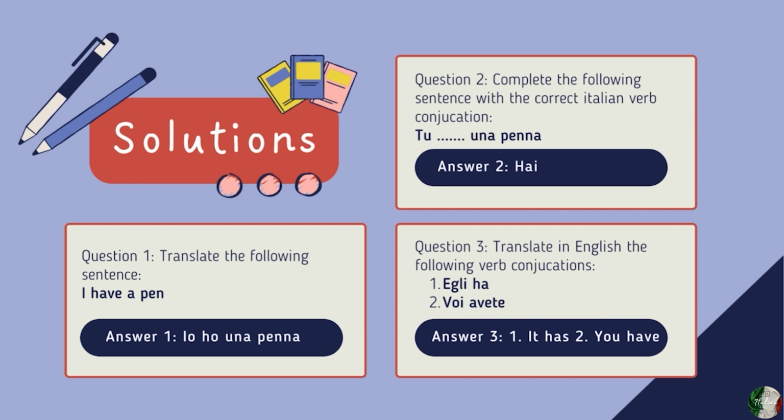The third question is to translate into English the following verb conjugation. Egli ha, voi avete. So egli ha is it has. Voi avete is you have.